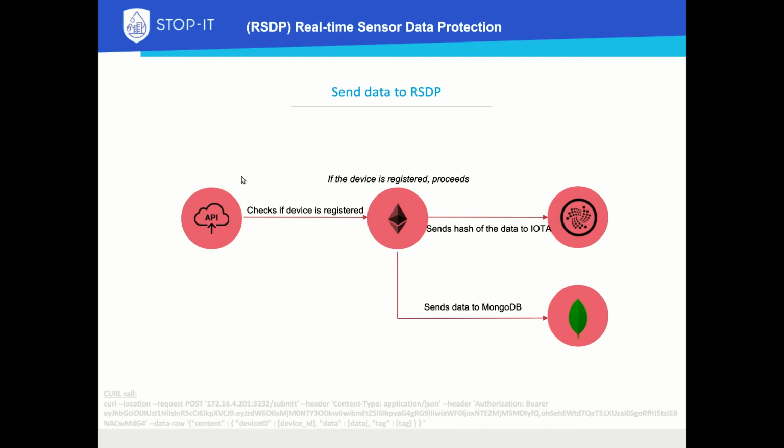When a user calls the API in order to store data, they send a unique tag to identify the transaction. The tool will check if the device is registered, and if it's the case, it will store the data in the Mongo database and the hash of it in IOTA.